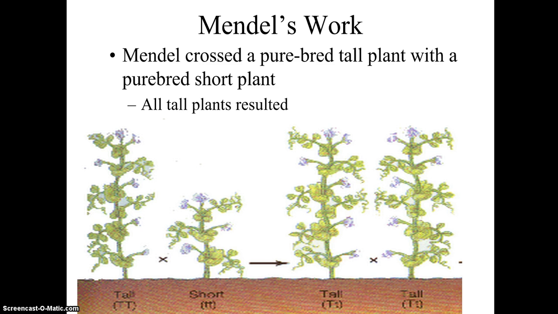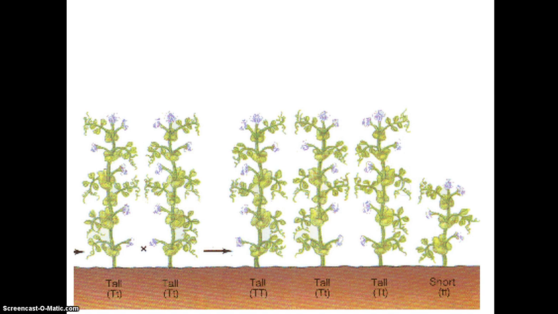So what he saw was when you cross a purebred tall one with a purebred short one, all he got was all tall ones, which was weird because the blending theory would say he should get all medium ones. But that's not what he got. So he did something else. The next thing he did was he took those two plants to the right, the tall with the big T little t and the tall with the big T little t, and he crossed those together because he just wanted to see, well, what happened to that shortness? Did it still exist inside those plants somehow? And if you take a look, this is exactly what he got.